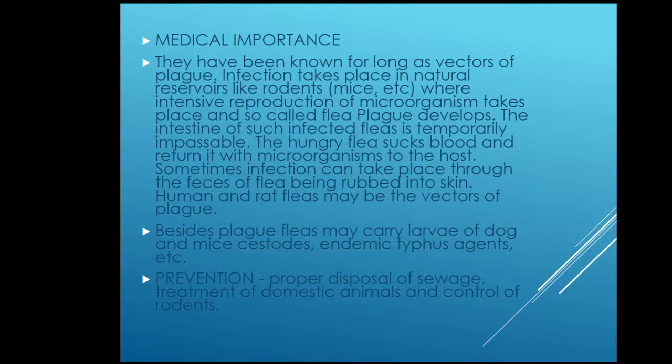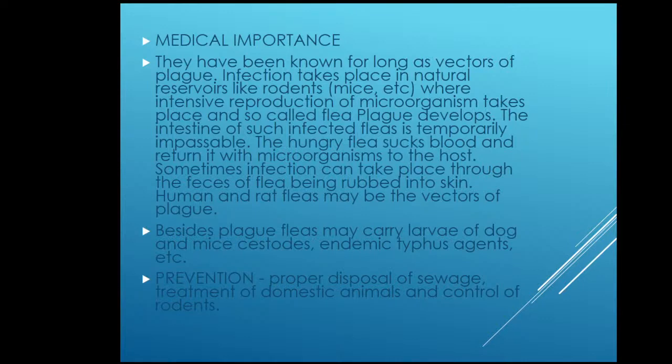When the flea sucks the blood of infected rodents, the intestine of this flea temporarily becomes blocked. So when the hungry flea sucks the blood of people, this blood is returned with microorganisms of plague into the wound. But it is very important that the flea stays hungry. So it jumps from one person to another person and infects all these people with plague. In this way, in a short period of time, the flea can infect many people.